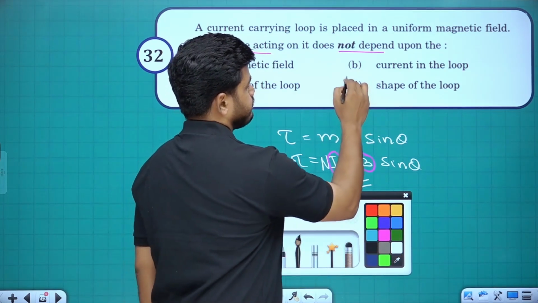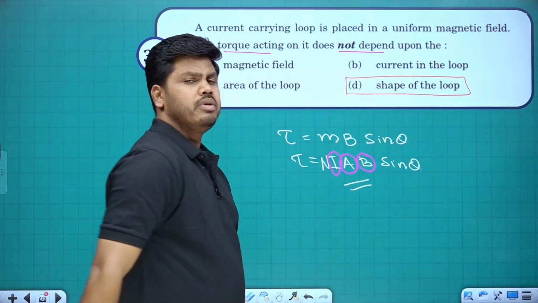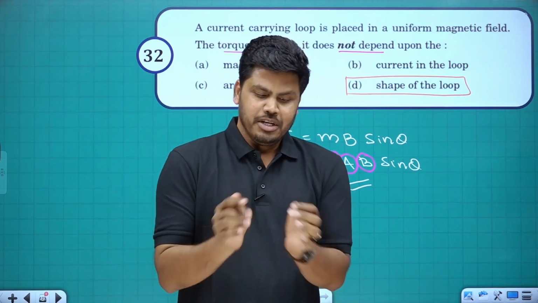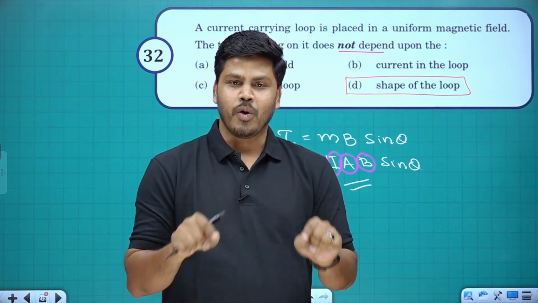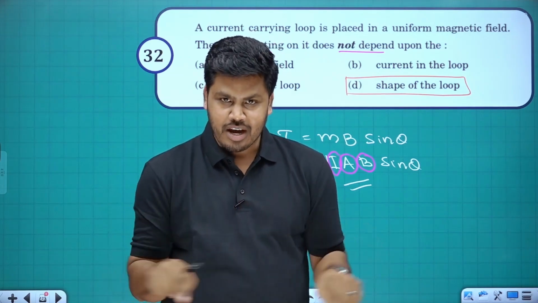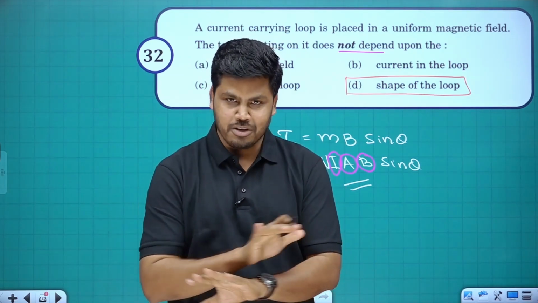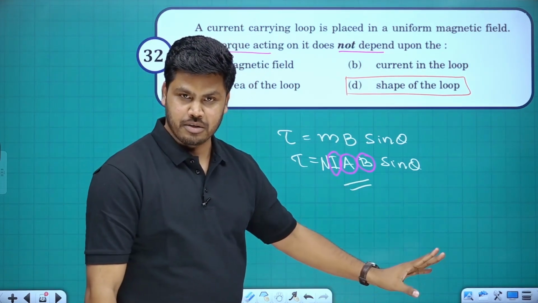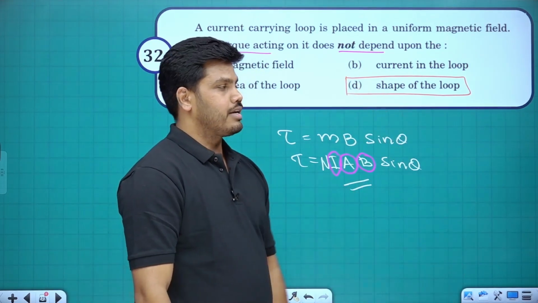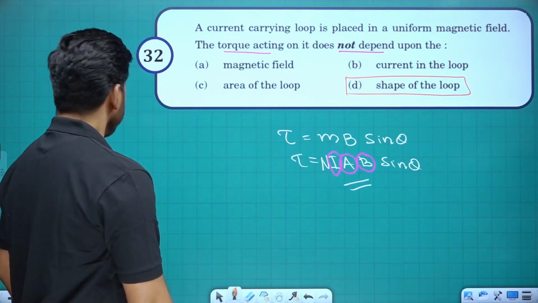So the torque acting on the loop is independent of the shape of the loop. It depends only on the area enclosed by that particular loop. Whether it is square or circular or rectangular or irregular shaped loop, it doesn't matter. Area is only to be substituted. Shape doesn't matter, okay? So option D is the correct answer for question number 32.